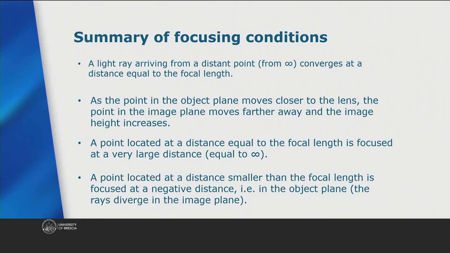Let's recap all these behaviors. A light ray coming from a distant point, from infinity then, converges at a distance equal to the focal length. As the point in the object plane moves closer, in the image plane it moves further away and the height increases. A point distant exactly the focal length from the lens focuses at a very large distance in the image plane, equal again to infinity. Finally, a point located at a distance less than the lens's focal length focuses at a negative distance in the object plane, because the rays in the image plane diverge in this case.